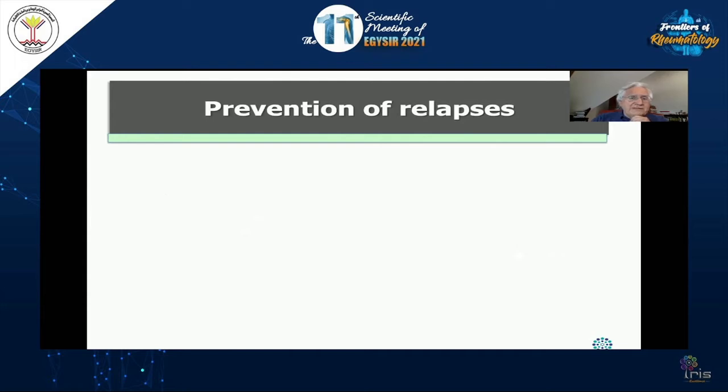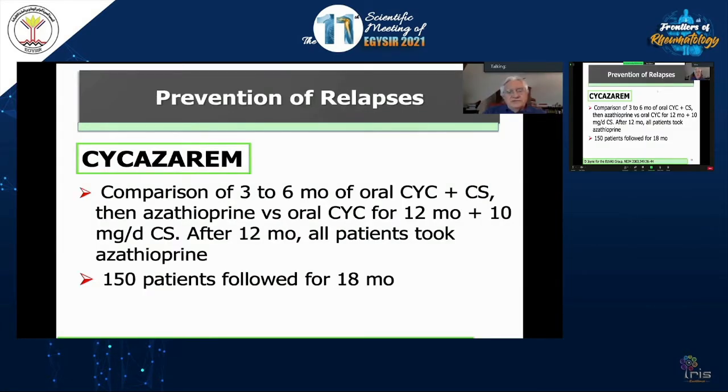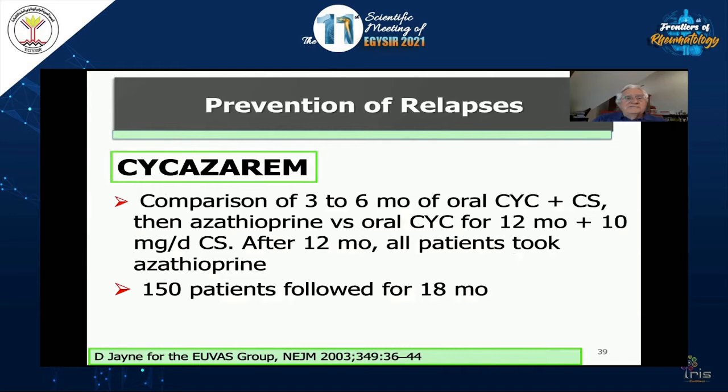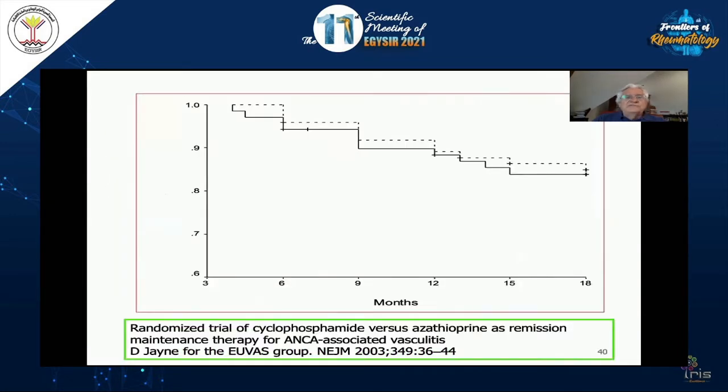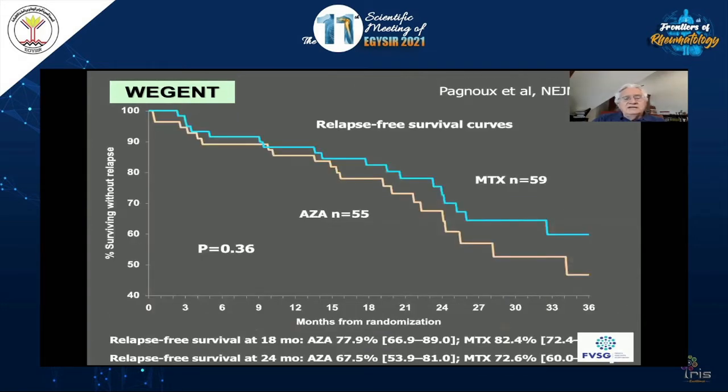What about the prevention of relapses? The conventional treatment was azathioprine or methotrexate. In this first study, comparing a long-term cyclophosphamide for maintenance after induction with another group with azathioprine for maintenance, there is no difference between both groups. And now nobody prescribes a long-term treatment with cyclophosphamide to keep patients in remission. We also compared azathioprine to methotrexate after an induction of remission with pulse cyclophosphamide. And you can see that both drugs give the same results.